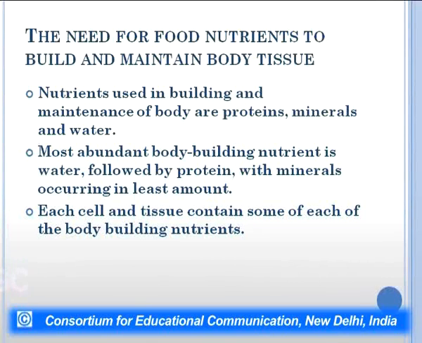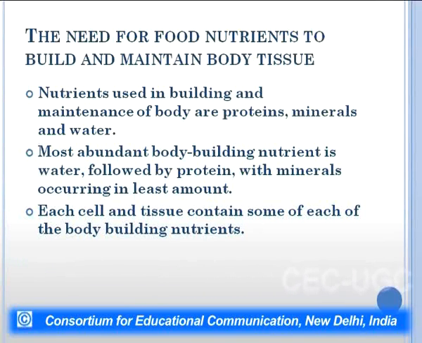The need for food nutrients to build and maintain body tissues is the second function, and the nutrients used in building and maintenance of the body are protein, minerals and water. The most abundant body-building nutrient is water, followed by protein, with minerals occurring in the least amount. Each cell and tissue contains some of each of the body-building nutrients. So, all these three, protein, minerals and water, are busy in our body for growth and development.